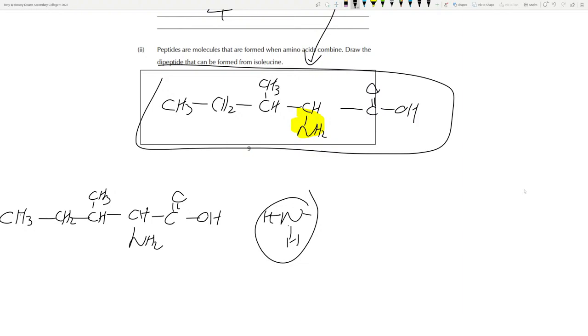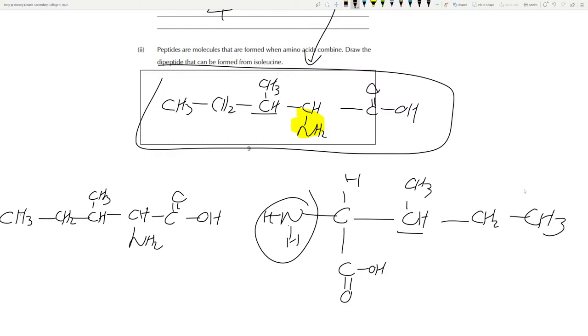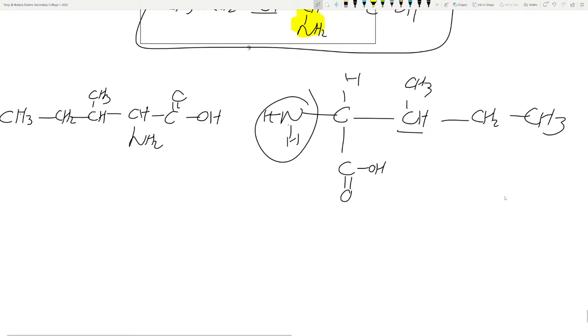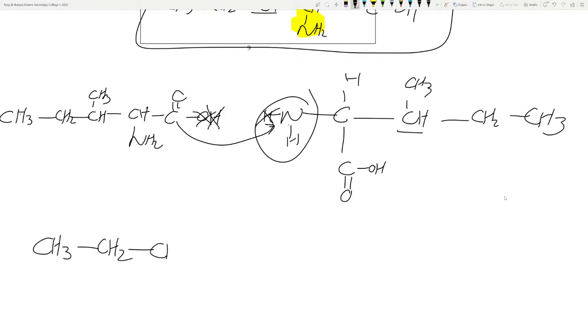Okay, so it's responding to this carbon. This carbon is bonding to an H and it's bonding to a COOH. Yeah, so I'm just changing the orientation a little bit. This C is the C, CH3, CH2, CH3. And then once we've got that sorted, now we just do the magic of deletion: get rid of this H, and then this carbon bonds to there. So the dipeptide that you're gonna see is going to be something that looks like this.